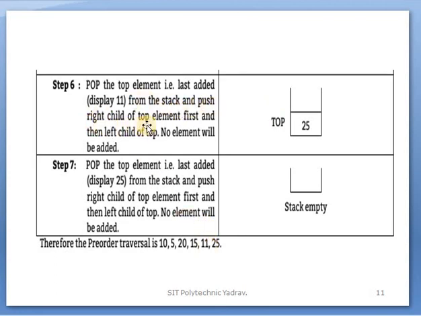And push the right child of that top element first, and then the left child of the top. No element will be added. Then the top element, that is the last added, display 25 from the stack. Push the right child of that top element first and the left child of the top. No elements will be added.